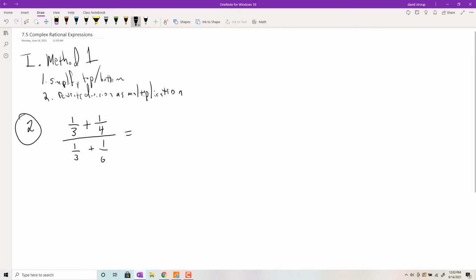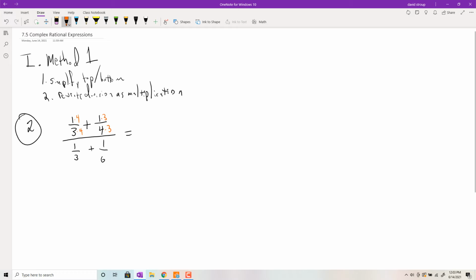What does that method mean? Simplify the top and bottom. That means in the top we're going to find a common denominator and add the numerators over the common denominator, and do the same thing in the bottom. In the top I need a common denominator, so I multiply this top and bottom by 4. I accidentally wrote 3 there. Times 4 times 4. And the other fraction I multiply top and bottom by 3.